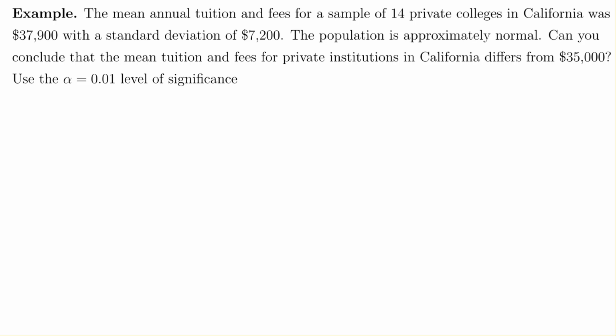So we read that the mean annual tuition and fees for a sample of 14 private colleges in California was $37,900, with a sample standard deviation of 7,200. We are told the population is approximately normal. Can we conclude that the mean tuition and fees for private institutions in California differs from 35,000? So remember that phrase differs from is not equal to. Use alpha equal to 0.01 level of significance.